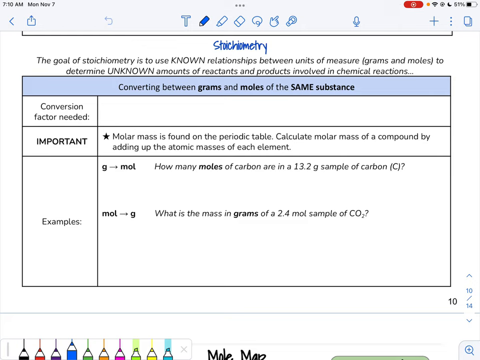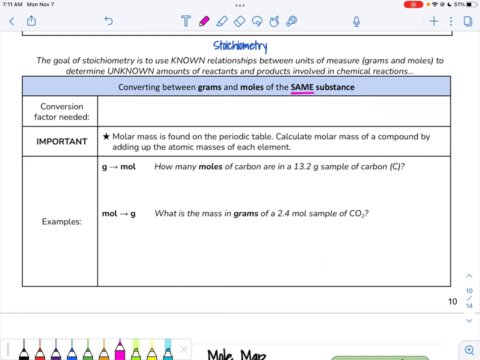So we are going to start out with grams and moles. Let's say we have some known mass of a substance and we want to convert to moles of that substance, or vice versa. We have some number of known moles of a substance and we want to convert to grams of that same substance. Keyword here being same. So this is just a conversion using the same substance between grams and moles.